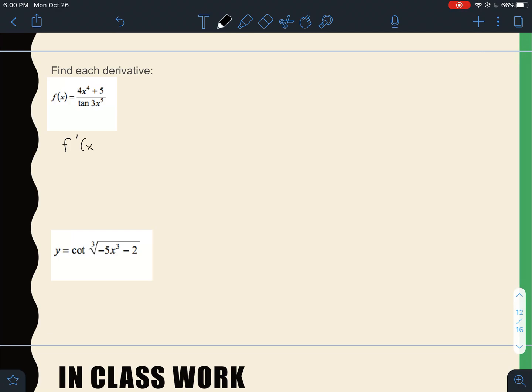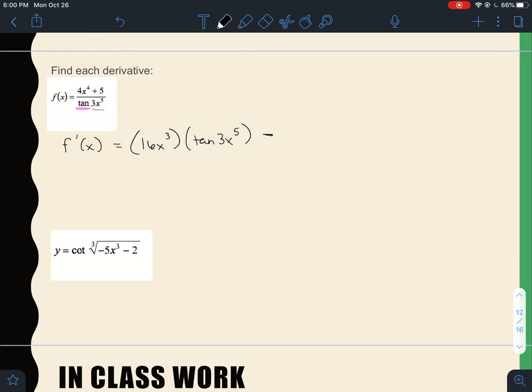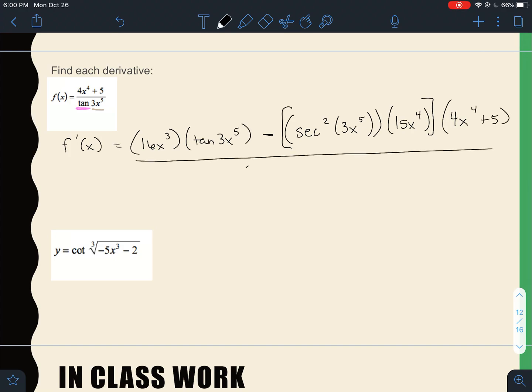All right, on the first one, we've got quotient rule. So derivative of the top would be 16x to the third, then times, leave the bottom alone, tangent 3x to the fifth, and then minus for quotient rule. My outside function is tangent, and my inside function is 3x to the fifth on the bottom. So the derivative of tangent is secant squared, then leave the inside alone, 3x to the fifth, then times the derivative of the inside, 15x to the fourth, and that would be the derivative of the denominator, then times the numerator for quotient rule, so 4x to the fourth plus 5, and then all over the denominator squared, so tangent 3x to the fifth squared. And I'm going to leave it like that.